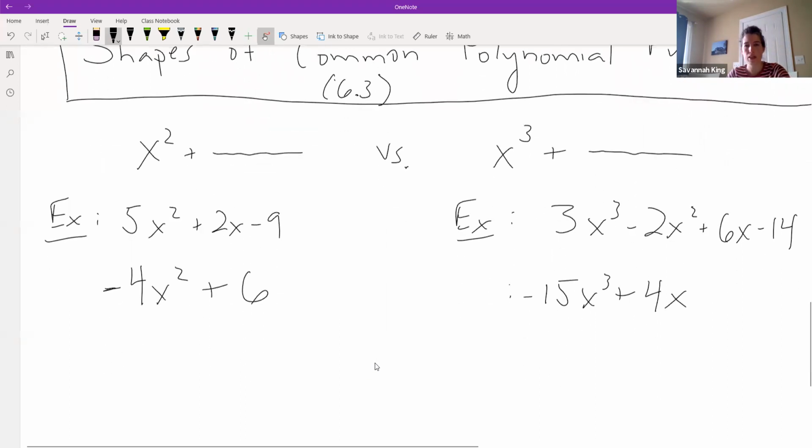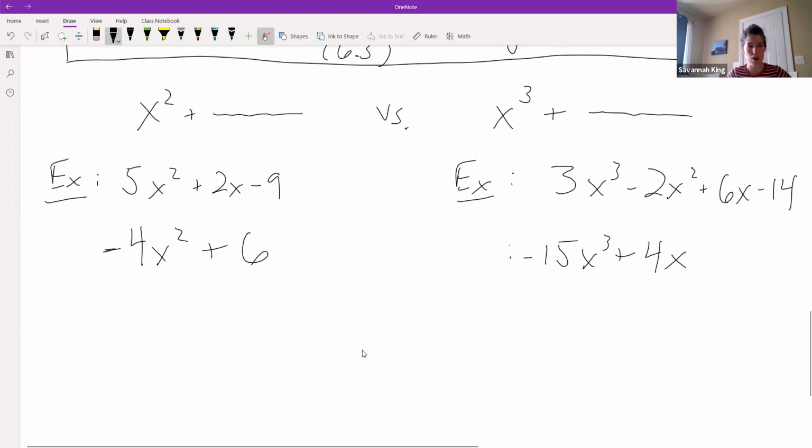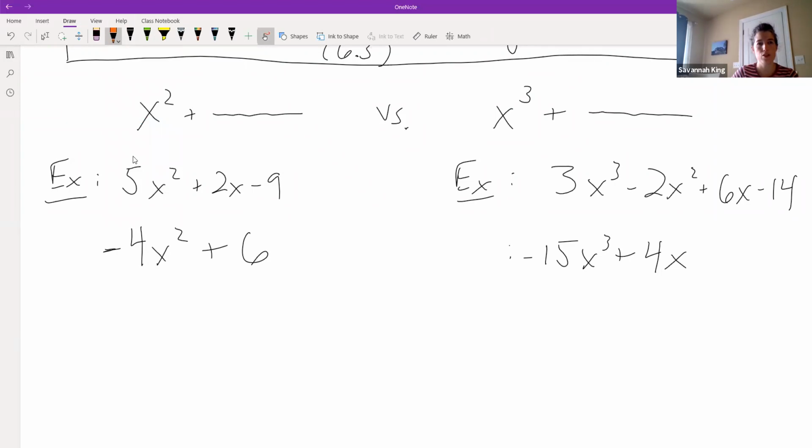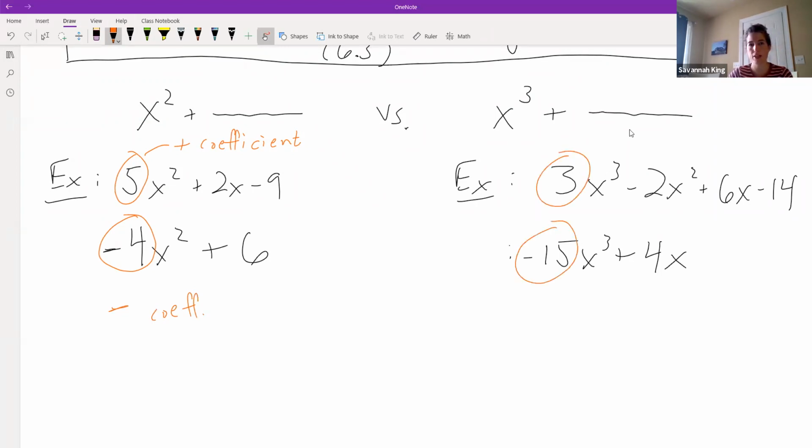So the main thing that we want to practice is, and let me put that word coefficient in here in the notes for us. So this polynomial that has a 5x squared, that's an example of when you have a positive coefficient. Negative 4, that's an example of a negative coefficient. And same thing over here, I purposely put in a positive and a negative because that's going to change how your graph looks. They'll have the same basic shape, but one will be like flipped upside down from the other.